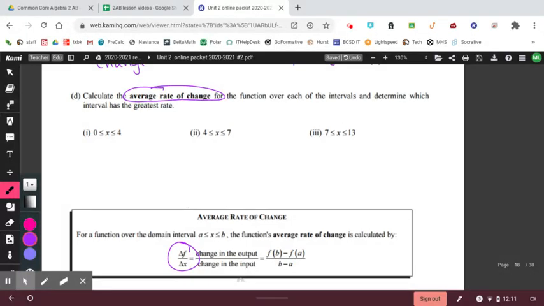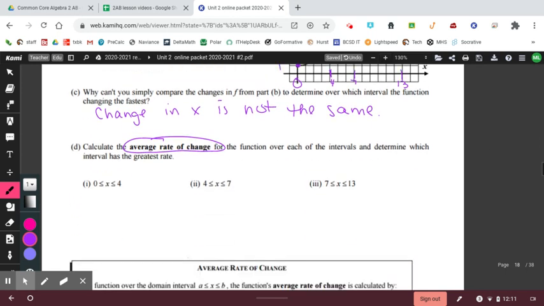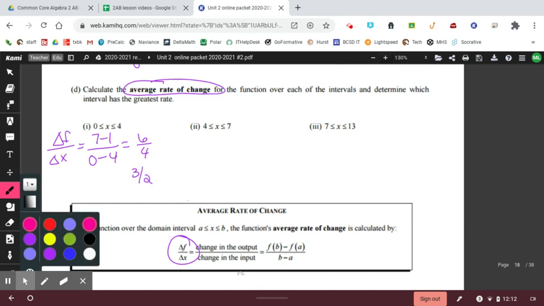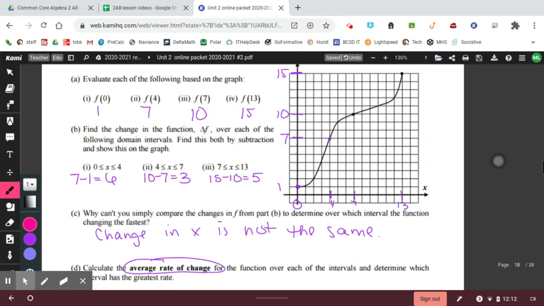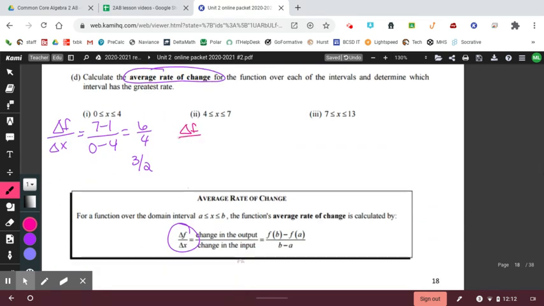All right, so from 0 to 4, the change in outputs went from 1 to 7. So you would do change in f over change in x. It would be 7 minus 1 over 0 minus 4, which is 6 over 4, or 3 halves. All right, from 4 to 7, well, my outputs at 4 and 7 were 7 and 10. So 10 minus 7 over 7 minus 4, which is 3 over 3, which is 1.